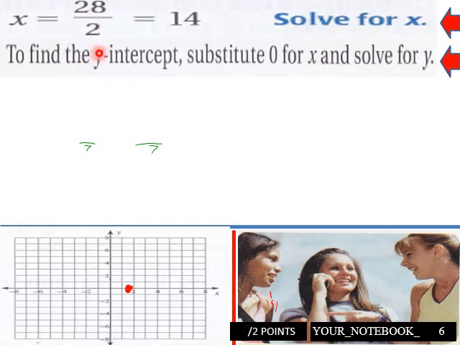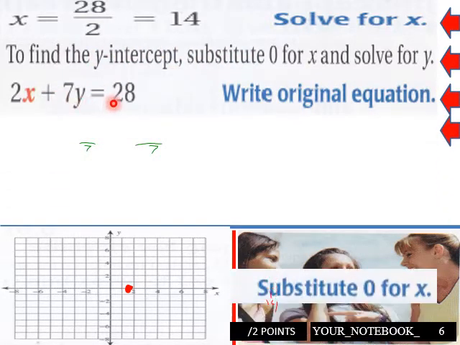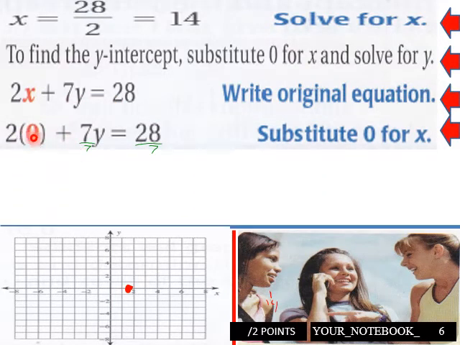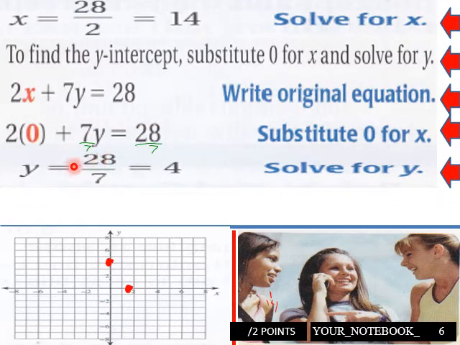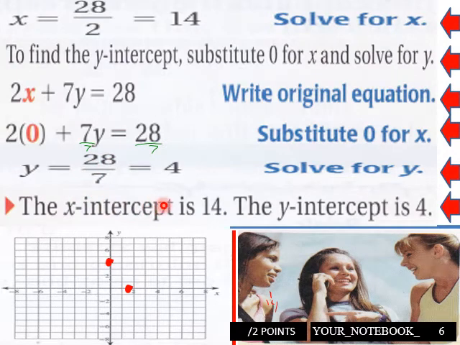To find a y-intercept, substitute 0 for x and solve for y. So 2x plus 7y equals 28. We put a 0 in for x and we get 7y equals 28. So y equals 4. We're going to solve for y equals 4. So the x-intercept is 14, and the y-intercept is 4. Here's your line here. The x-intercept is 14 up here, so we're going to call this 14.